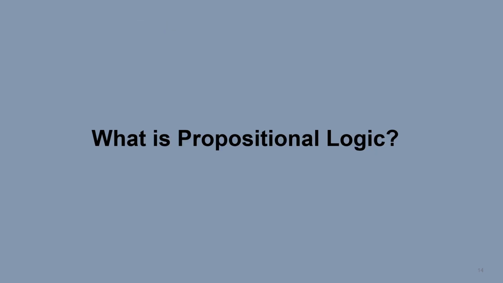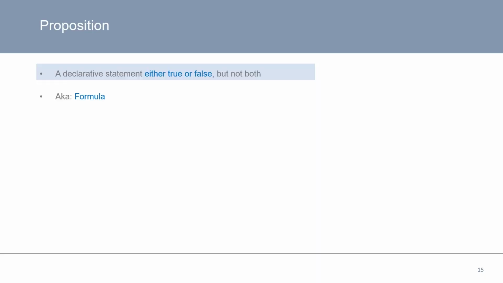In our first section of this lecture, we'll discuss what is propositional logic. First off, let's define a proposition as a declarative statement that's either true or false, but not both. A proposition can also be referred to as a formula. An atomic proposition is the most basic form of proposition. In other words, it's a fact where the truth or falsity of that fact doesn't depend on any other propositions.